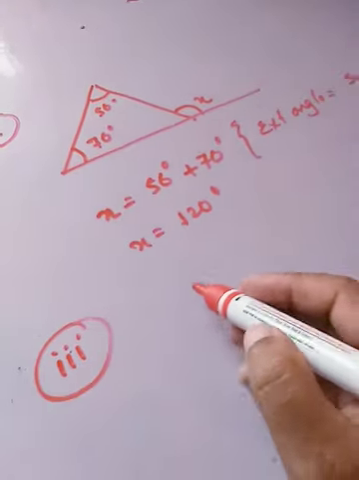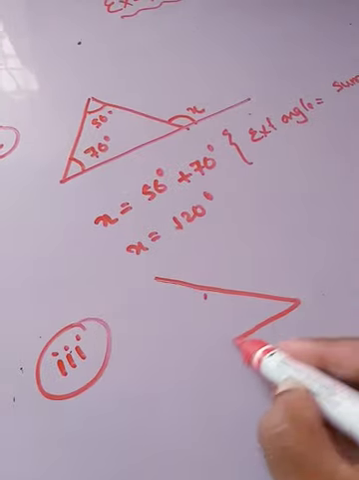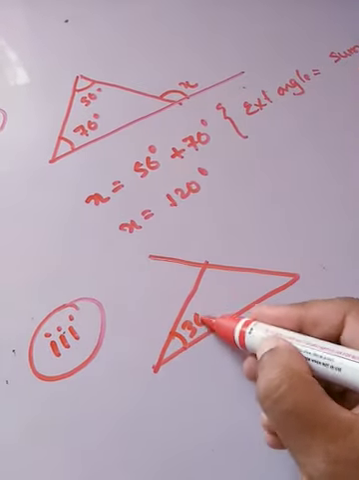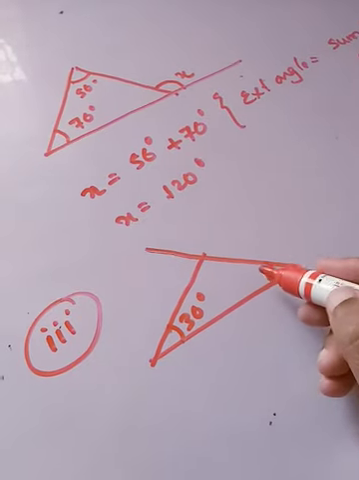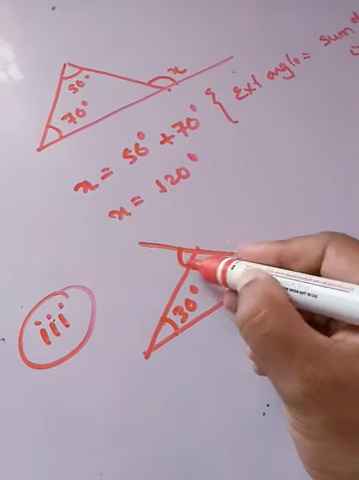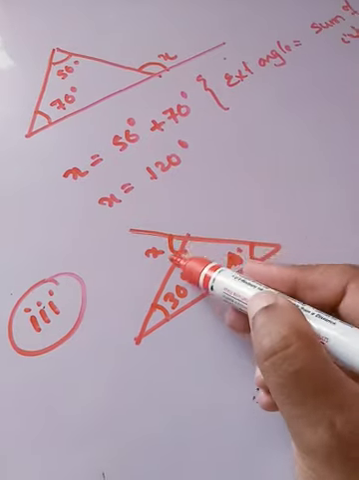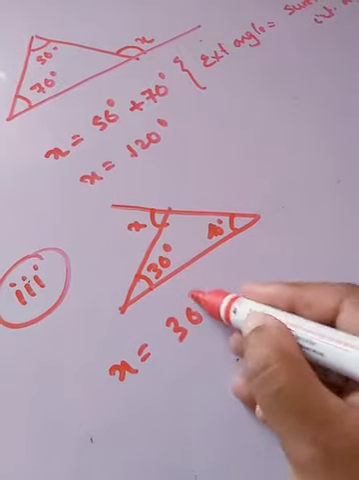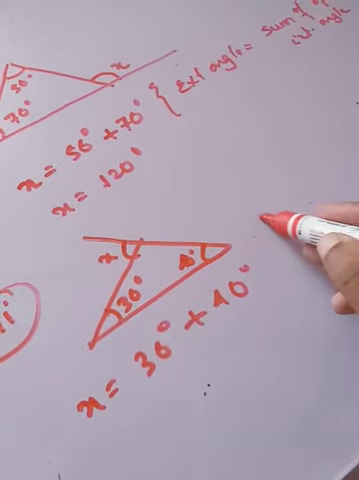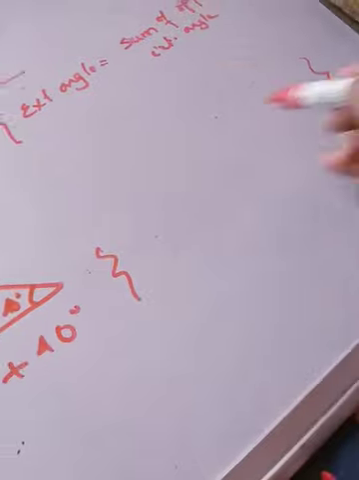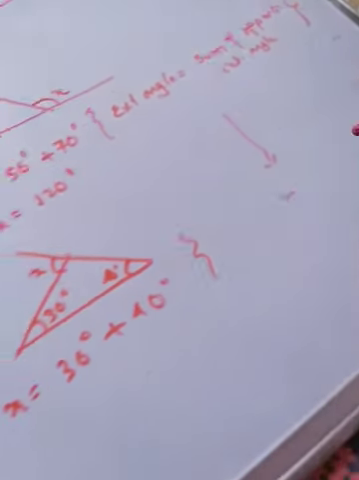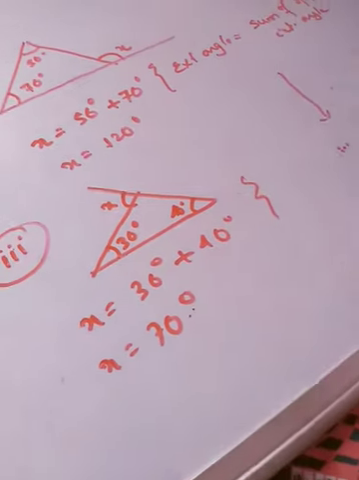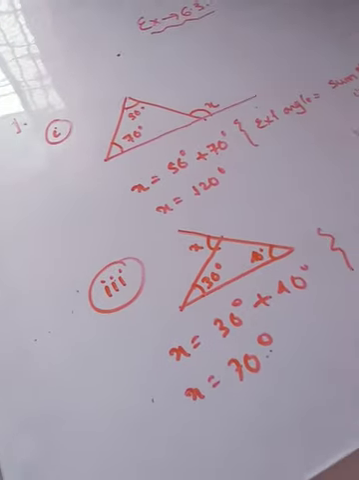Number 3, we have a figure like this. This is the figure of sum number 3. This is 30 degrees, this is 40 degrees, and this is x. So x is again an exterior angle, so this angle will be the sum of these two angles. So x is equal to 30 degrees plus 40 degrees. Now again you have to give the reason, students. I am not writing it. Again you have to write the same reason out here. So x is equal to 70 degrees. Okay, so this is the solution of sum number 3.